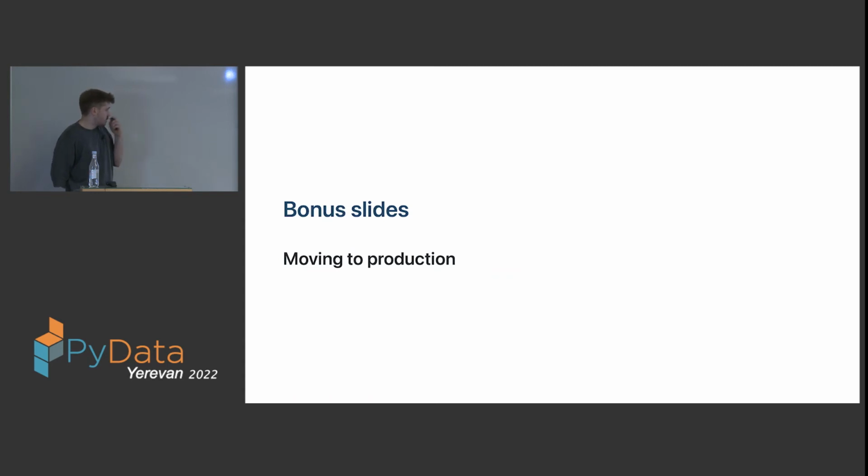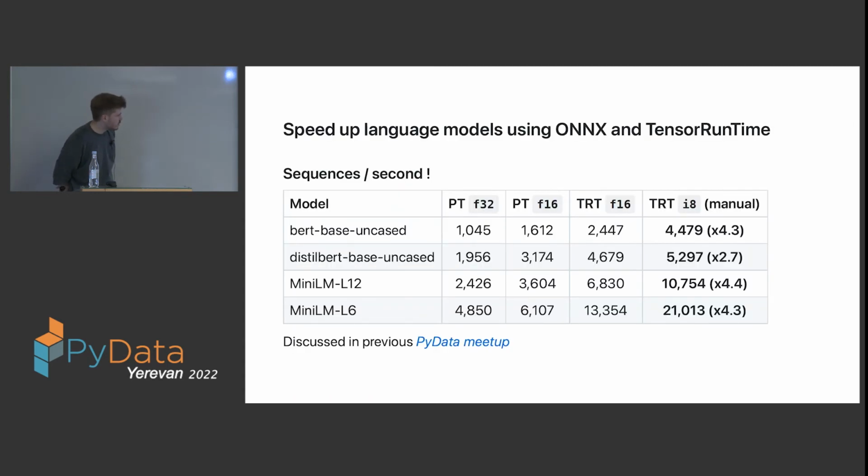Okay, moving to production. In the previous PyData meetup, I was the speaker as well, and I actually spoke a lot about speeding up the language models. So that is the number. And you can take not only BERT or DistilBERT, you can try other models from sentence transformers, and you can try to speed them up.